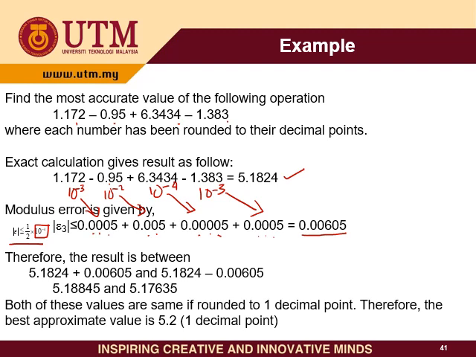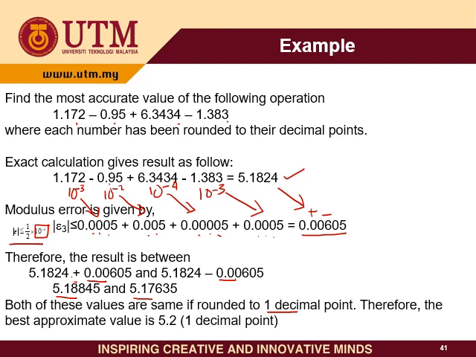So what we need to do, based on the calculation from the previous 2 slides, is we need to plus and minus this error from our main answer for the value here. You need to plus and minus them to find the accurate value. So if you plus the error with the value that we get, we will have 5.18. And if you minus the error, we will get 5.17. So at one decimal point, if you round it, both values are the same.